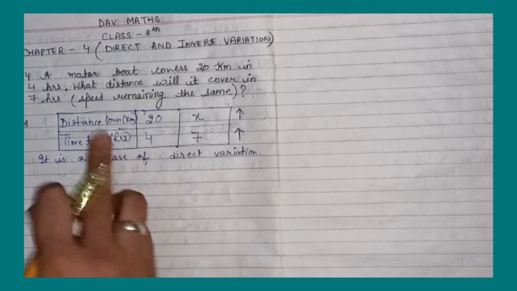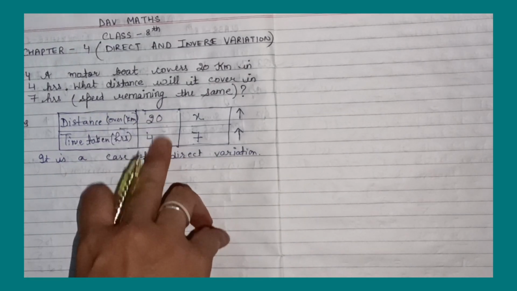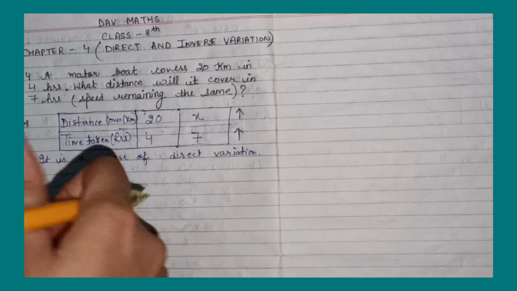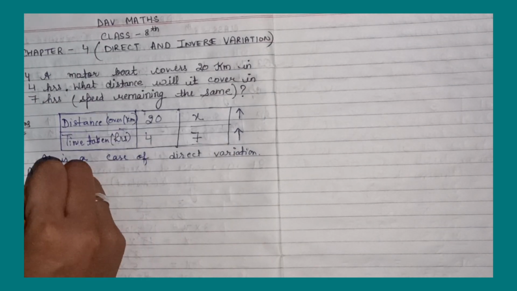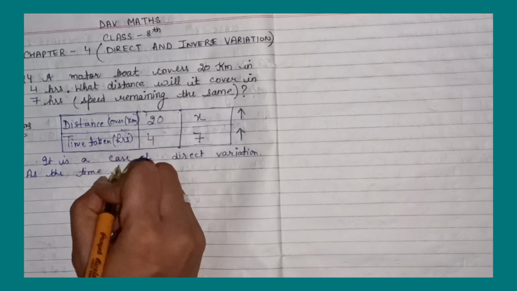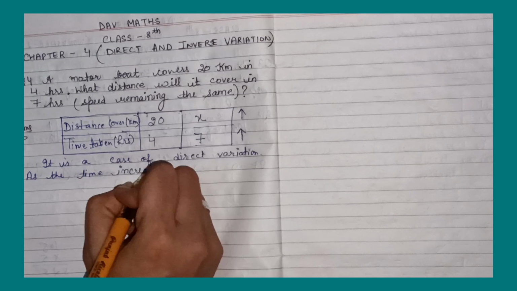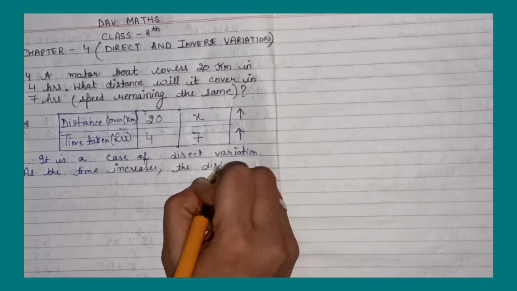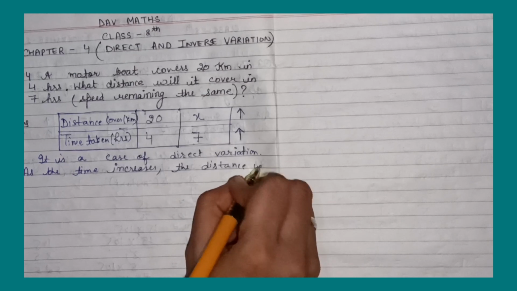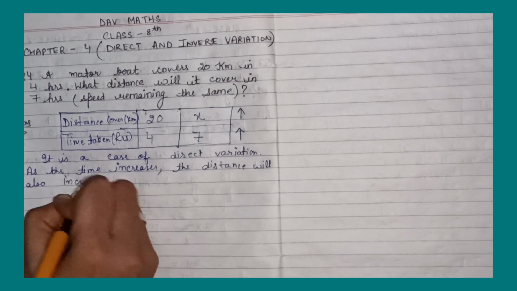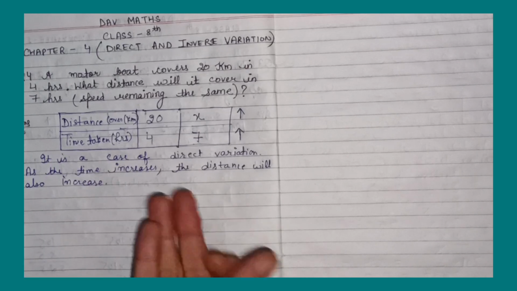Here when one quantity increases, the other quantity also increases. So as the time increases, the distance will also increase here. So it is a case of direct variation.